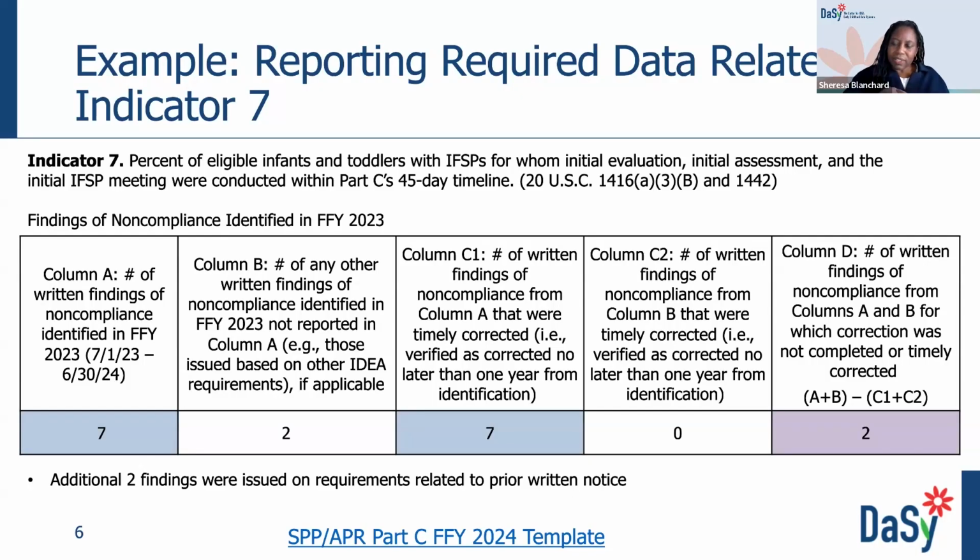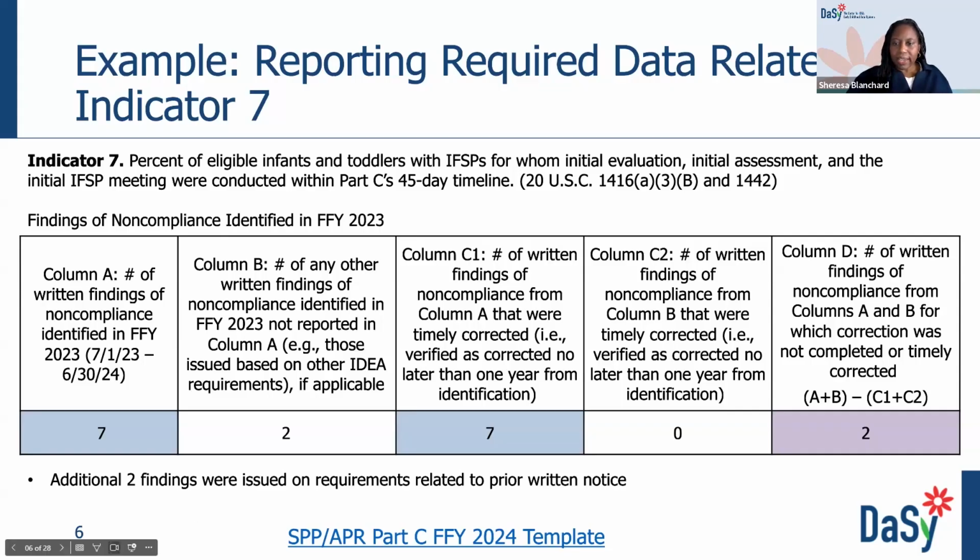Then underneath, you see in parentheses, we have A plus B. So that would be 7 plus 2 minus C1 plus C2, 7 plus 0. And we have 2 that were left that were not completed or timely corrected. And then at the bottom, it says additional 2 findings were listed on requirements related to prior notice. So that's just additional information there.